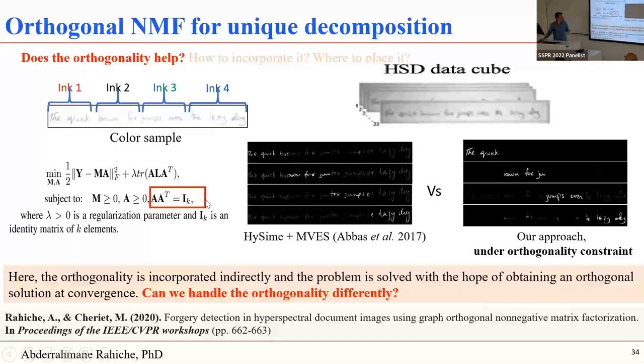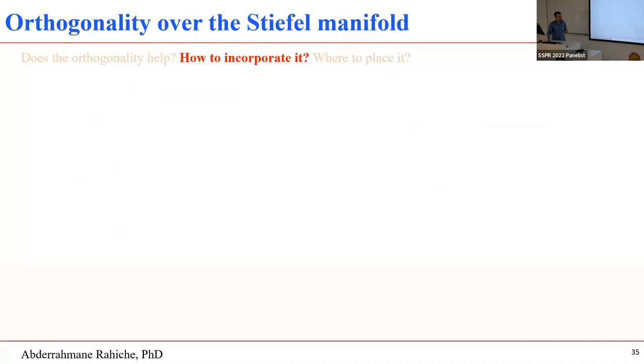So the problem is solved with the hope of obtaining an orthogonal solution at the end, at the limit point of the algorithm when it converges. So the question is, can we deal with this orthogonality in a different way? The answer is yes, we can do that.